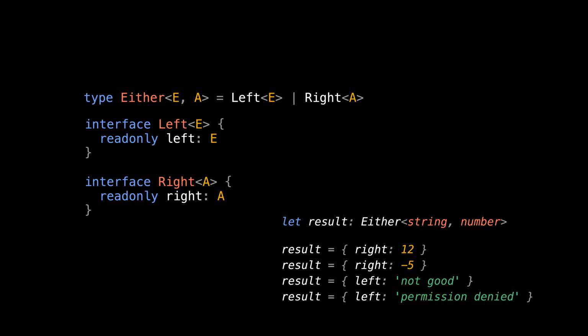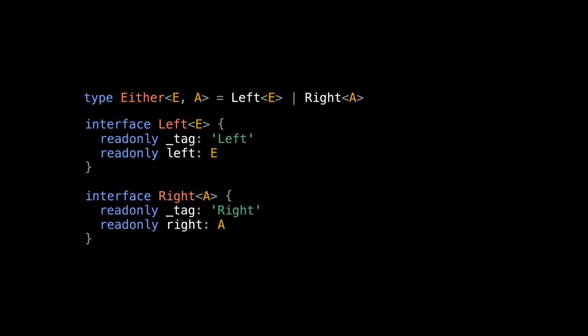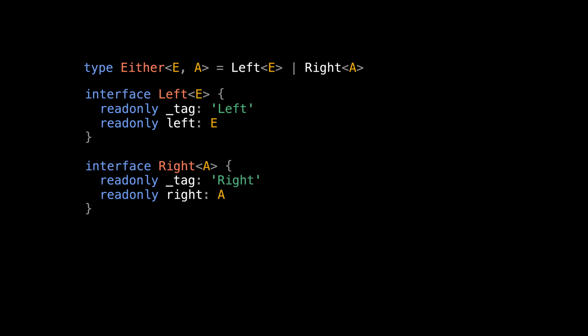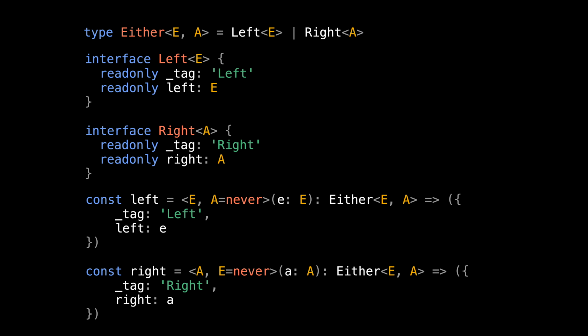Similar to what we did for maybe, let's add a tag property to our interfaces so we can distinguish right and left values in runtime. And also let's add helper functions to lift and wrap our values in right and left. Here, the right function, in lower case, receives an input of any type A and returns an either type. The returned either type only matches the right, because the E type parameter will never match any type for this function.